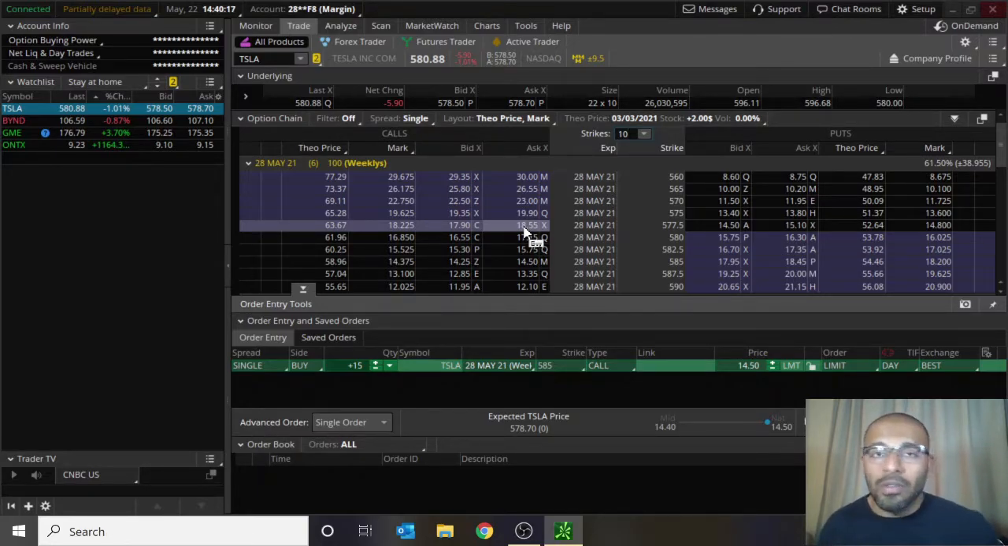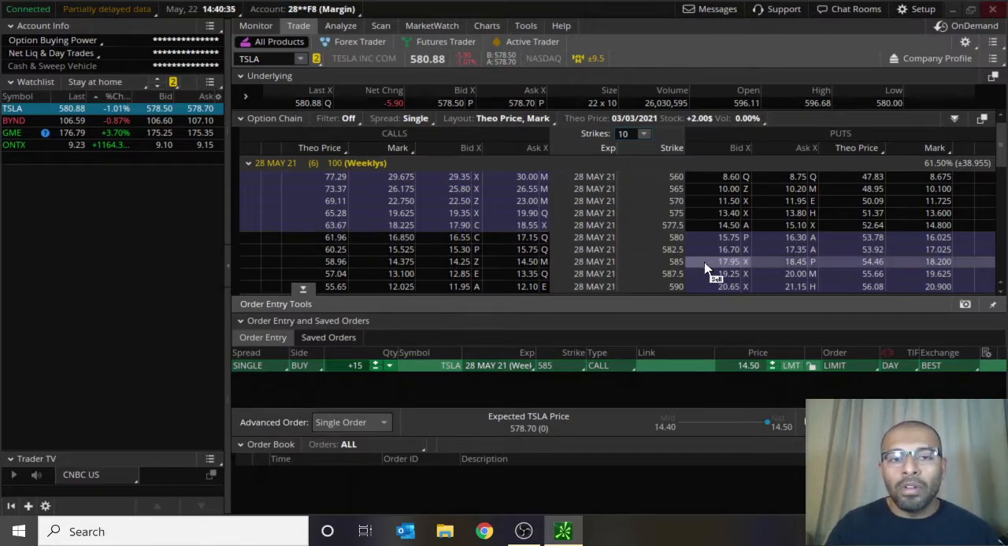So this is really going to cost you $1,800. It's not going to cost you $18. It's not going to cost you $180. It's going to cost you $1,800 to buy one options contract, which consists of 100 shares at the ask price of $18.55.